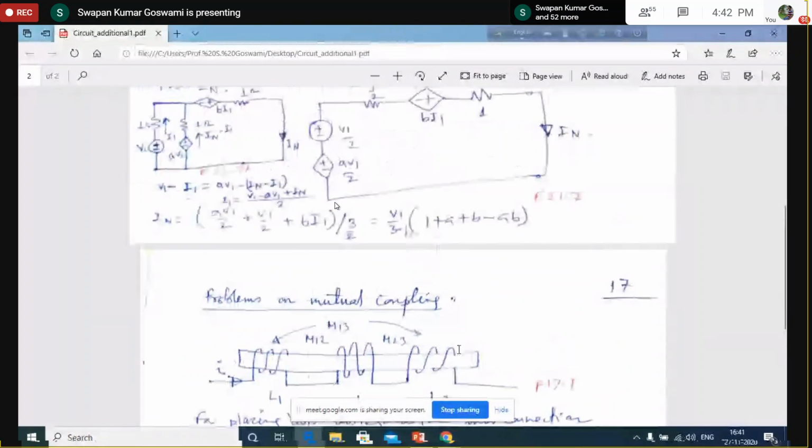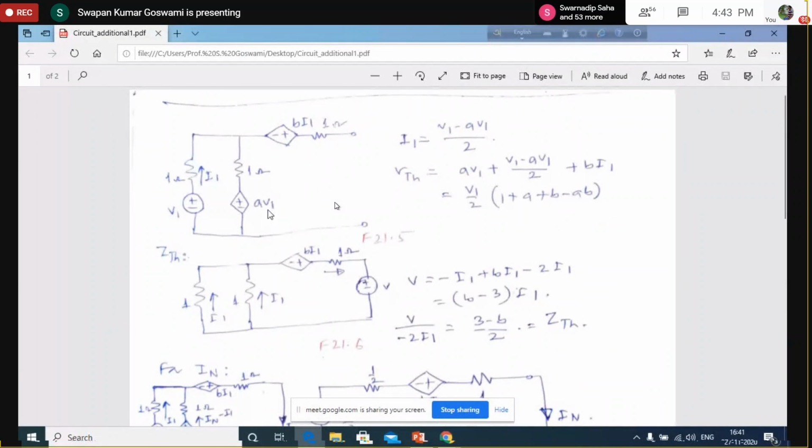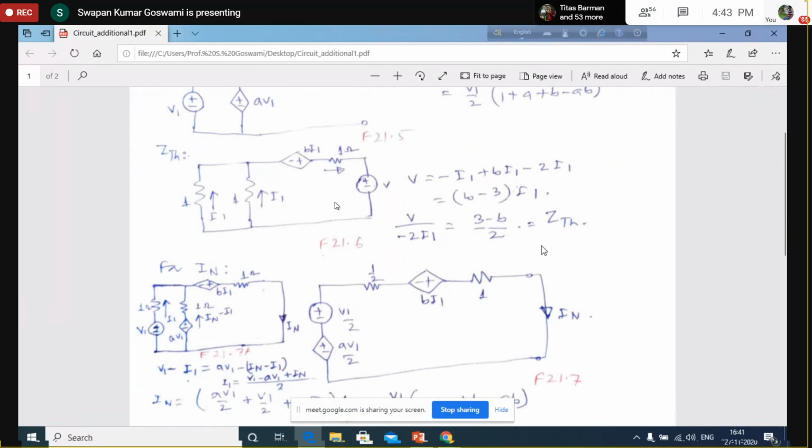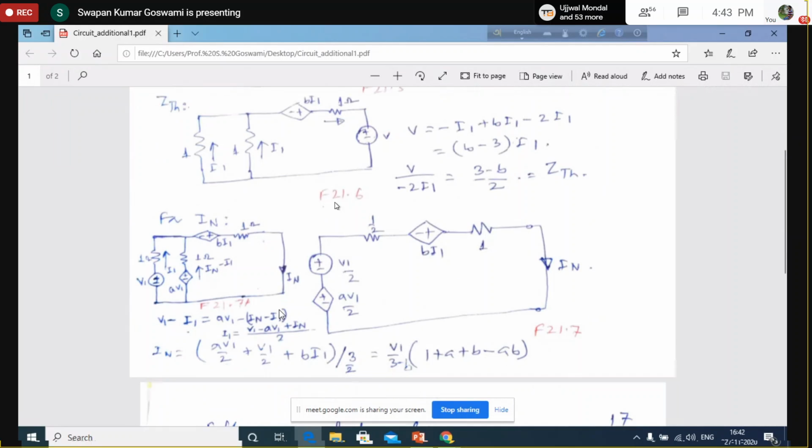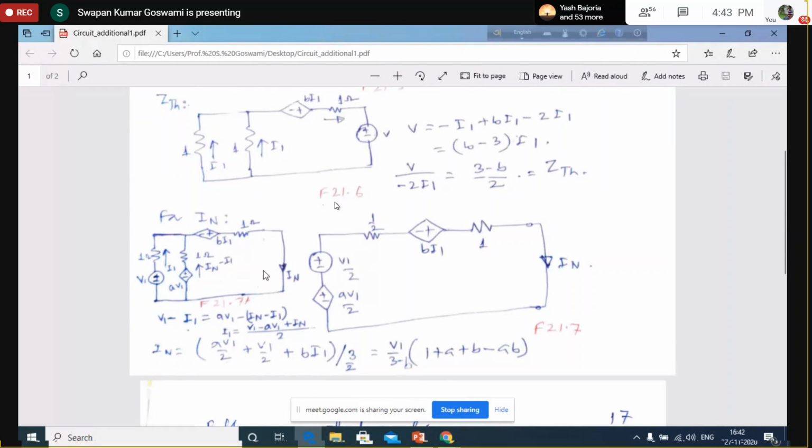Another correction was regarding the application of Norton's theorem in this circuit. We have found the Thevenin equivalent and Thevenin impedance, and then proceeded to find the Norton equivalent. So for the Norton equivalent, this is the addition. One more circuit I have introduced here, figure 21.7a. This was 21.7, and another figure 21.7a has been introduced.